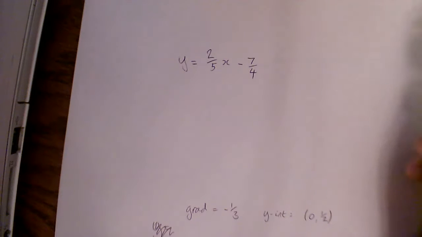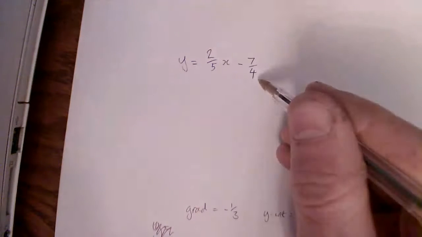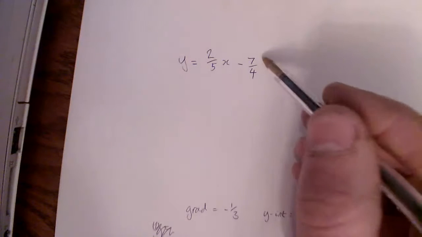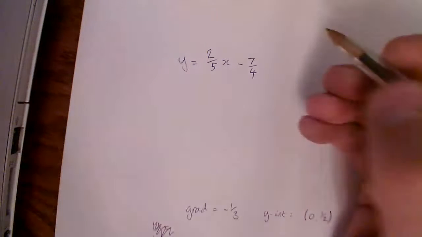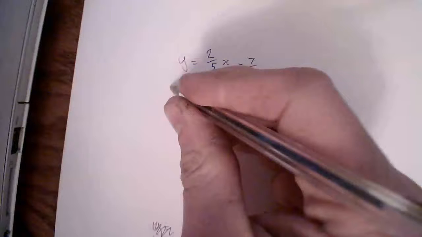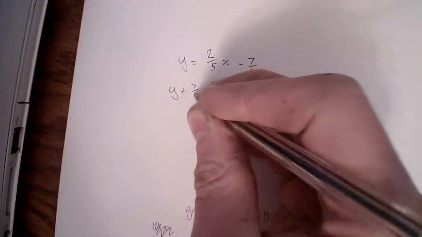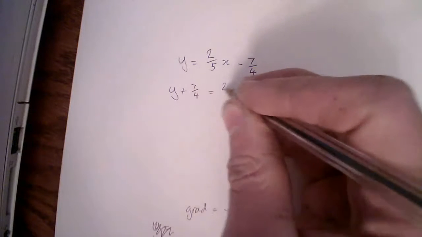So these are the two questions you asked about. The first one was this one. There's a couple of ways to rearrange this, but actually I'm going to do it by moving the 7 over 4 first. So I'm going to move that across. So we get y. Here it's minus 7 over 4. So we're adding 7 over 4 to both sides.